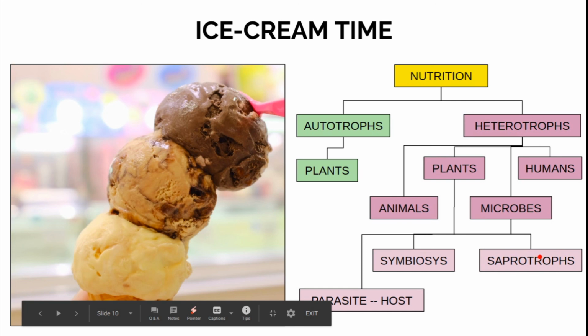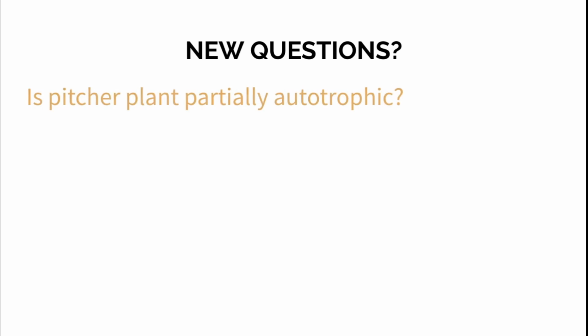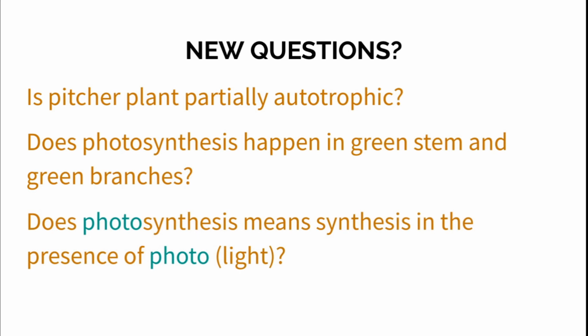Let's go back home. Now, while we're going back home, you suddenly got curious and some new questions came to your mind. The first one is, is the pitcher plant partially autotrophic? Does photosynthesis happen in the green stem and the green branches of a plant? And does photosynthesis mean synthesis in the presence of light? Because photo means light. So is the photo related to the light and synthesis to the making?